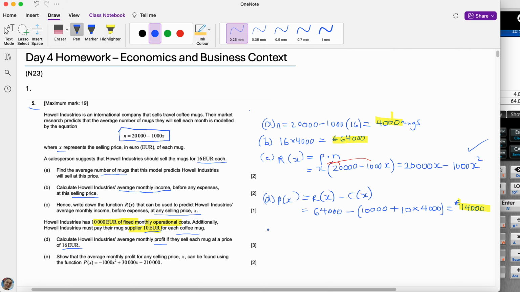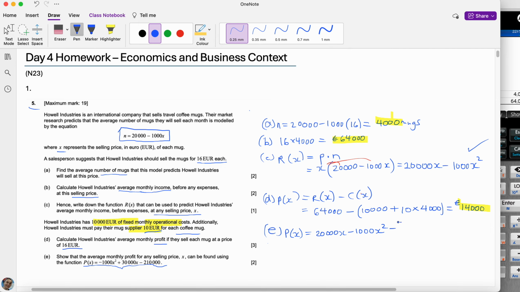Now in the next one, show that the average monthly profit at any selling price can be found using this. So now they're getting you to use this approach, but do it generally speaking. What's our profit generally speaking? Remember our general revenue function, for any price, is going to be 20,000 X minus 1,000 X squared. I don't need to put brackets around it because it's first, but you can.